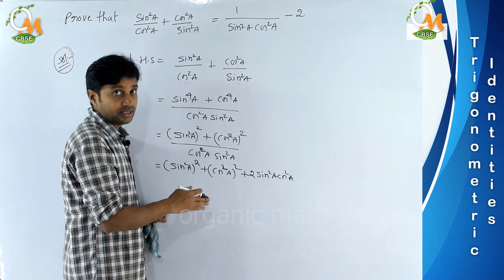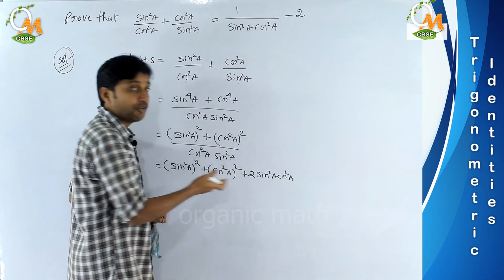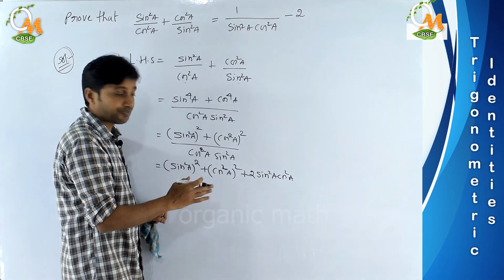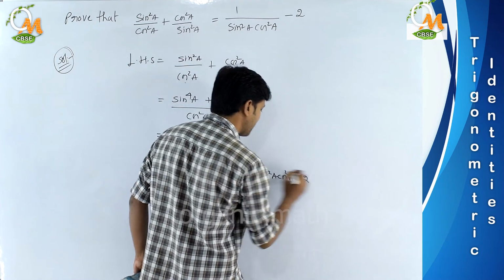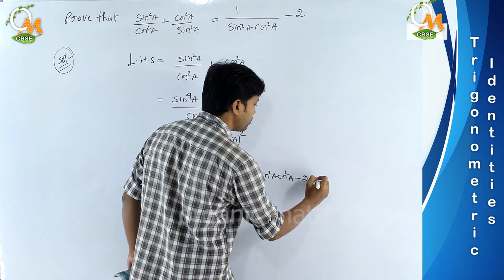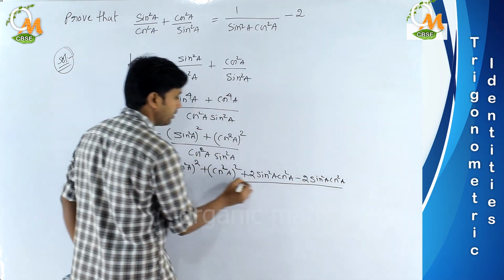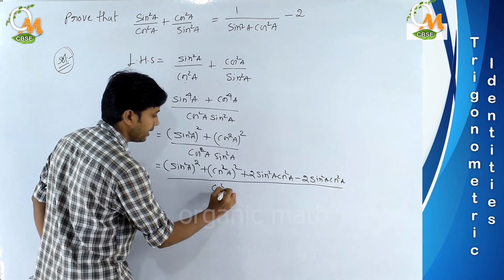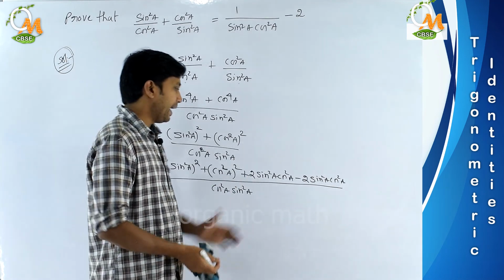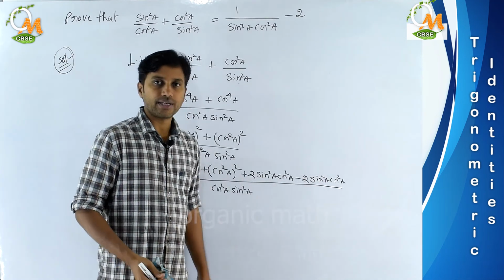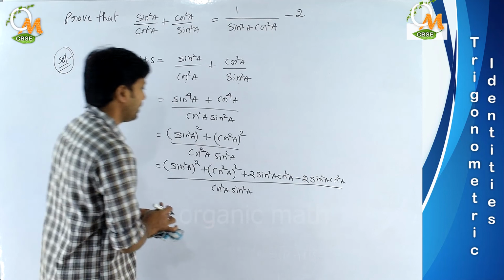As I have added this, I need to subtract the same term again, because if you only add this, the value will change. So in order not to change the value, we subtract the same term from the numerator part: 2 sine square a cos square a upon cos square a sine square a. Now what I did here is add and subtract 2 sine square a cos square a, so the value remains the same because these two cancel. Understood?